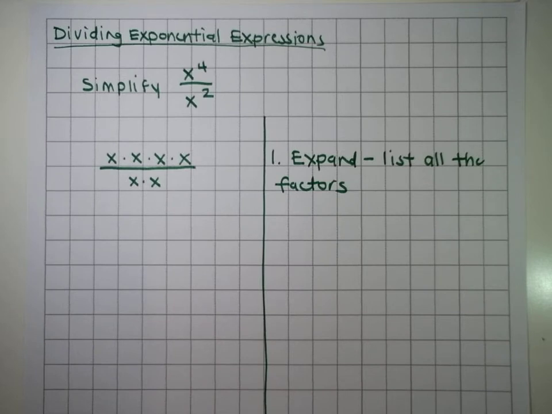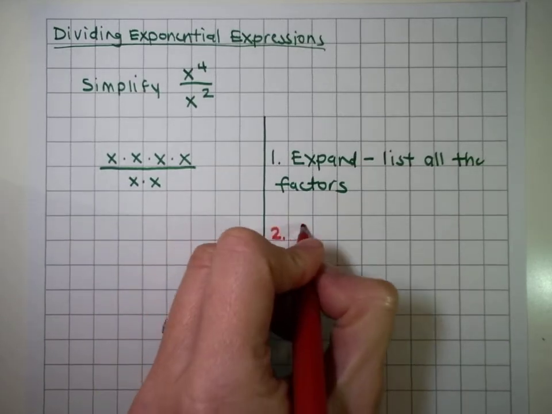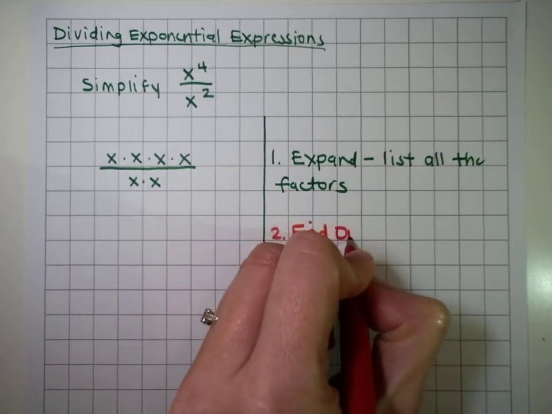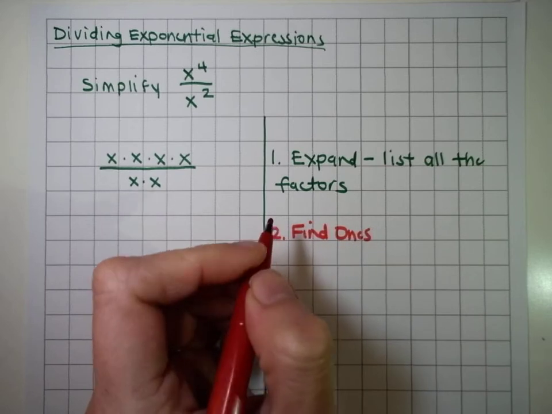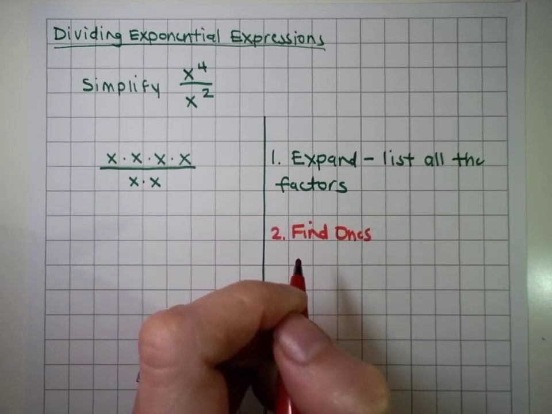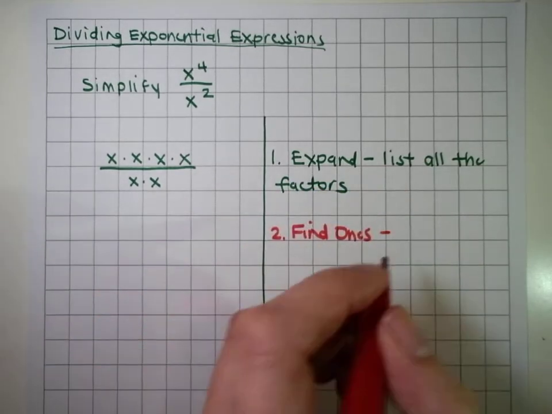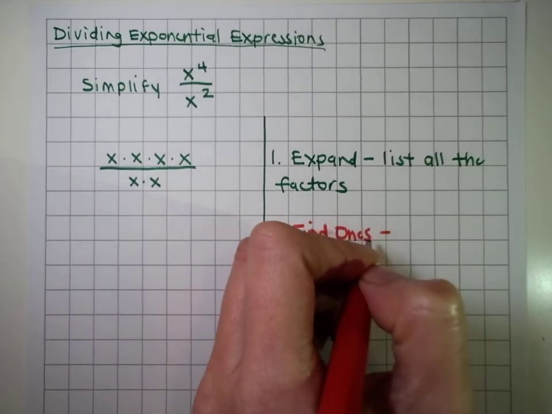The second step is we want to find ones. So what is a 1? When the top and the bottom are the same, that is a 1, and that means that they cancel each other out.